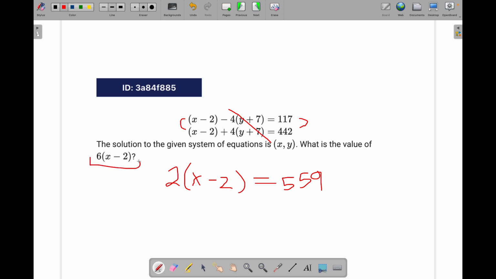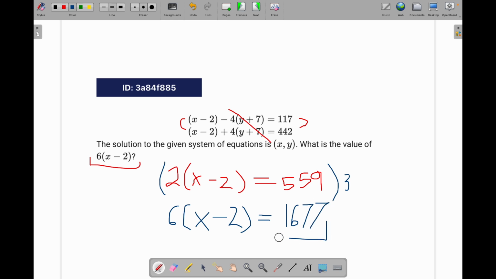minus 2. To figure that out, we just need to multiply this whole equation by 3. That's going to result in 6x minus 2 equaling 559 times 3. And yes, that's yucky to do with your own hands and you have room for error. So just use a calculator, either Desmos or whichever graphing calculator you brought with you. You'll do 559 times 3, and you're going to get 1,677. And that's all it is. It's very simple.